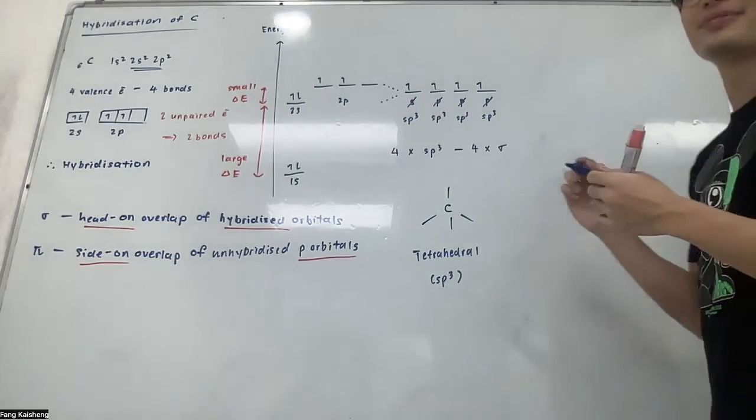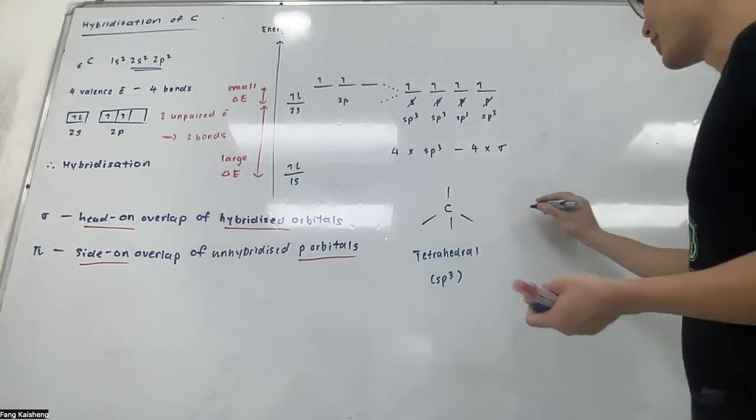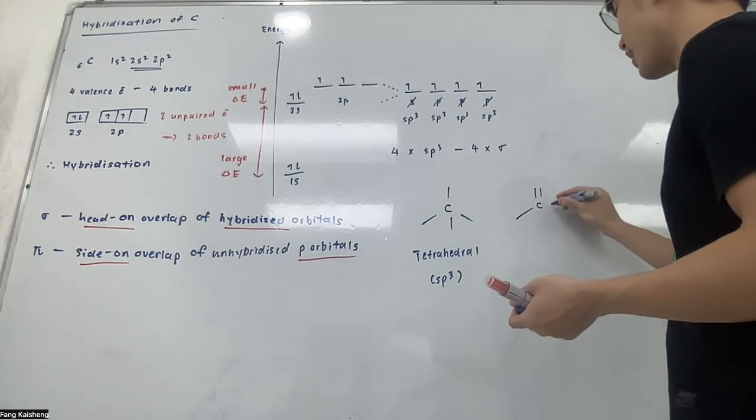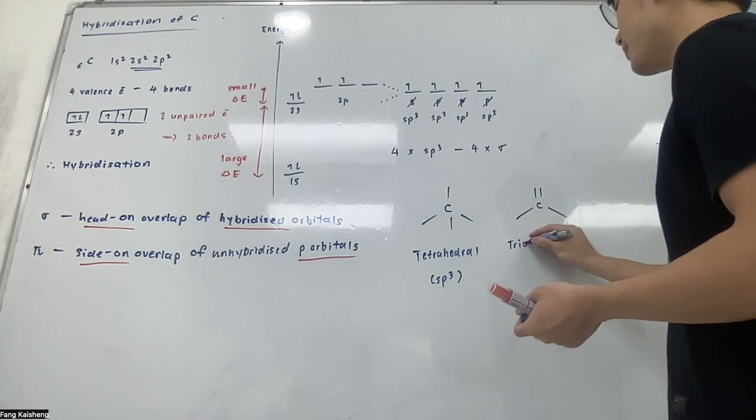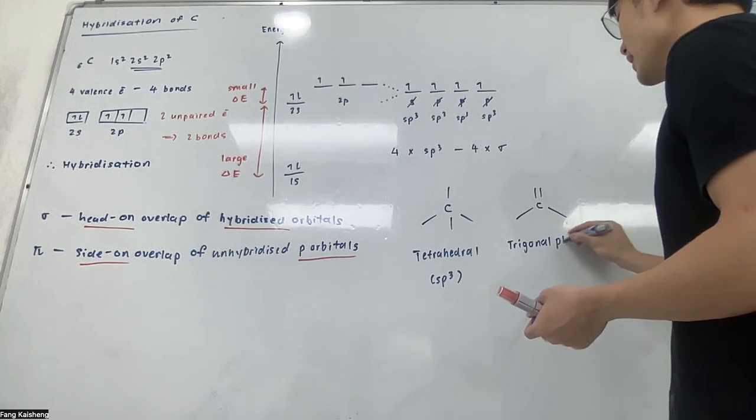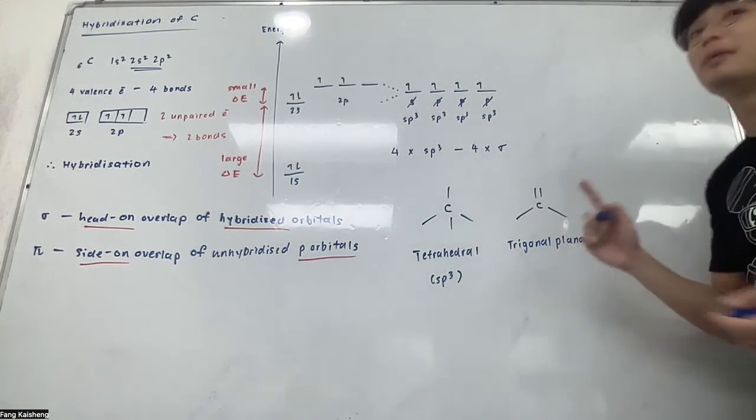Other than tetrahedral? Okay, so it's in the notes as well. But then you should recognize these 3 shapes for carbon. Another one will be trigonal planar. And let's just discuss what is the hybridization of a trigonal planar carbon.